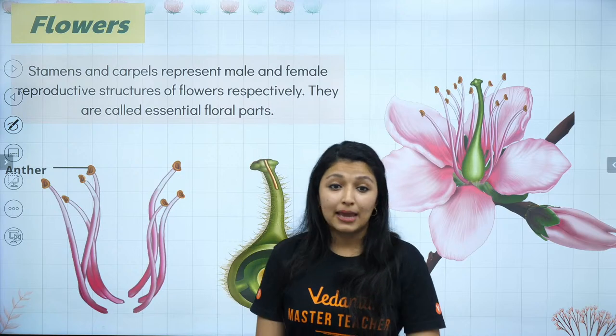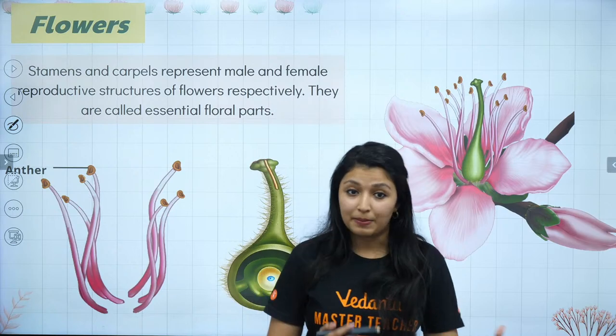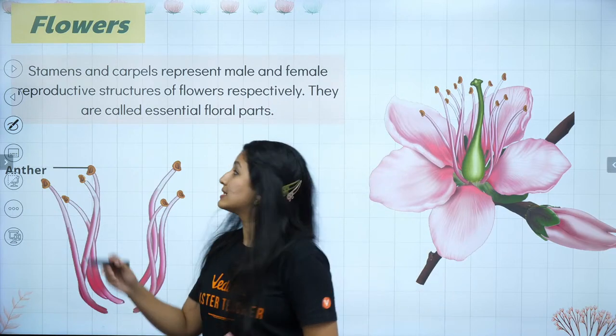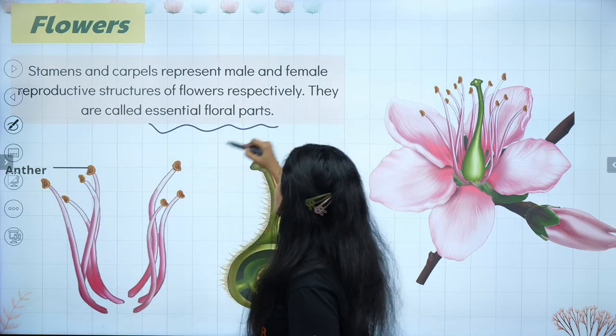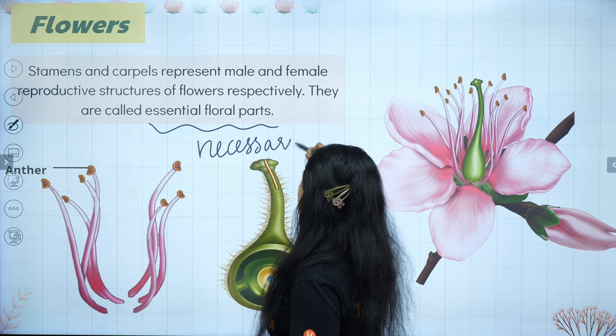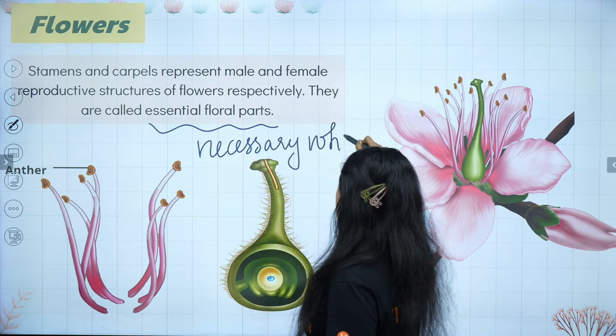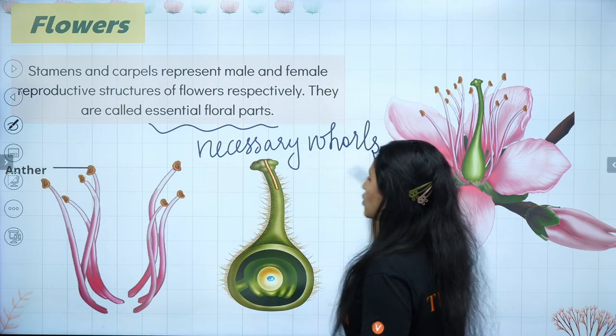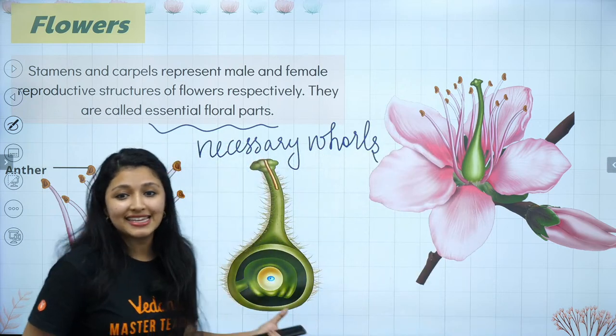Now, stamens and carpels represent the male and female reproductive structures and they are called the essential floral parts, or you can also call them the necessary whorls.